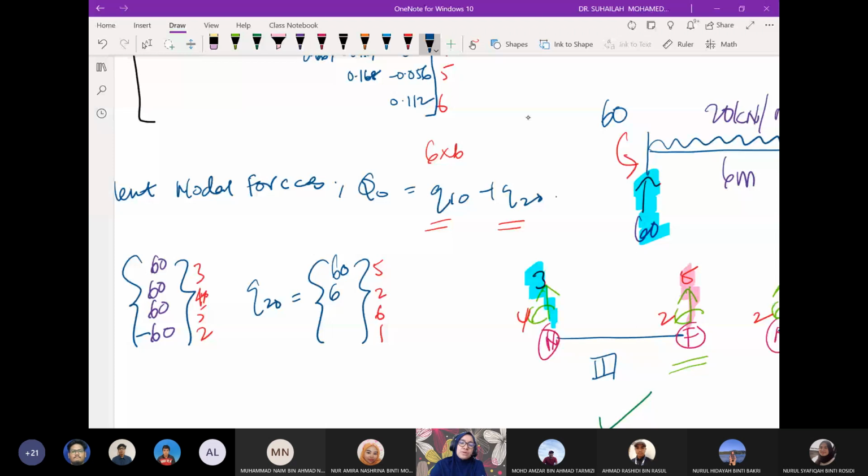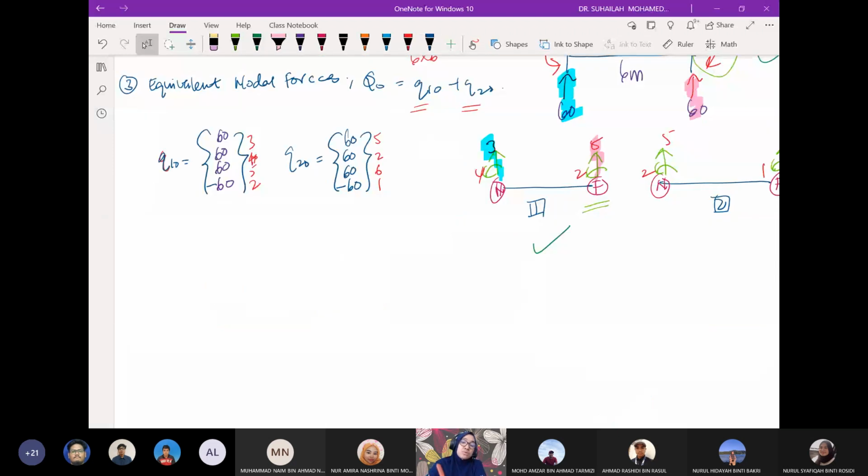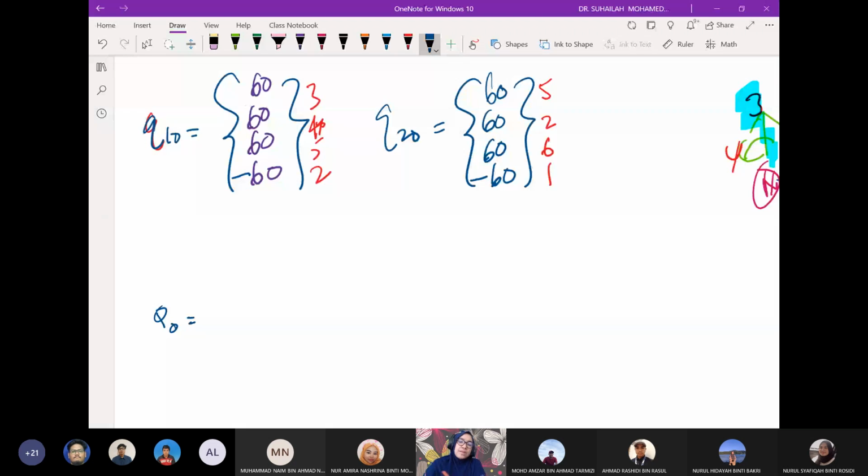Kita continue dengan combine these two. We get Q. Okay, Q sama macam K. Position dia in order, means 1, 2, 3, 4, 5, 6. Okay, so 1, what is the answer? Q1 node plus Q2 node. Ini 1? Negative 60. Kita tambah dua-dua tu je. Negative 60.